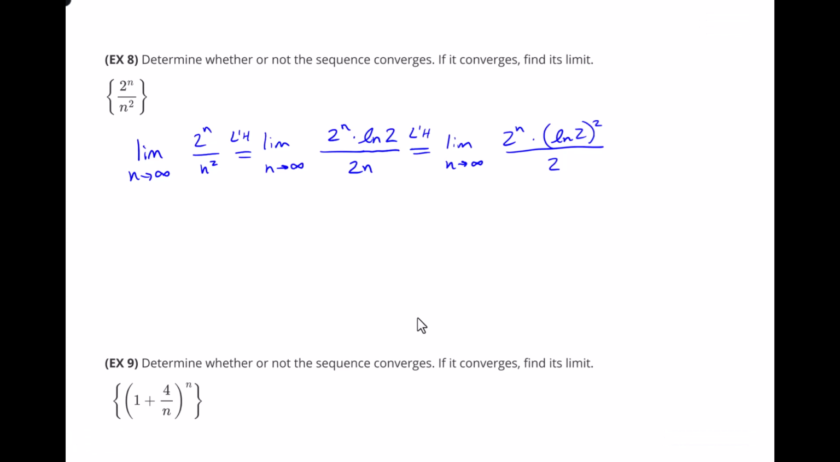So now the numerator is going to infinity, and the denominator is staying constant, which means the value of this limit is going to go to infinity. And if the value of this limit is going to infinity, that tells me that the sequence diverges, just like we saw graphically.